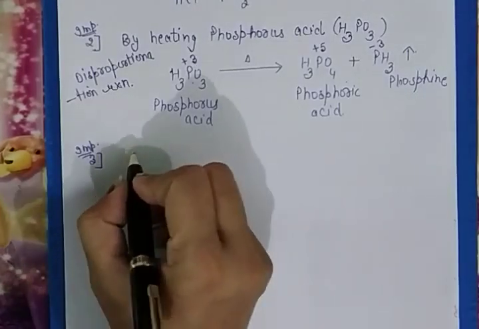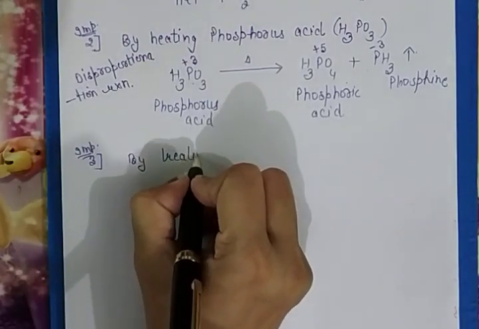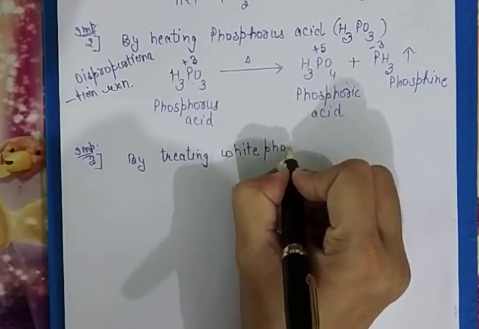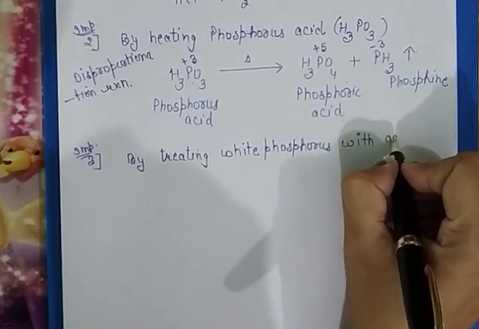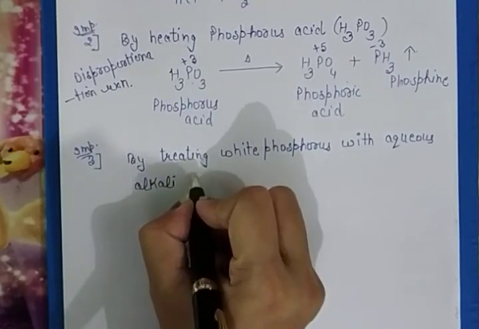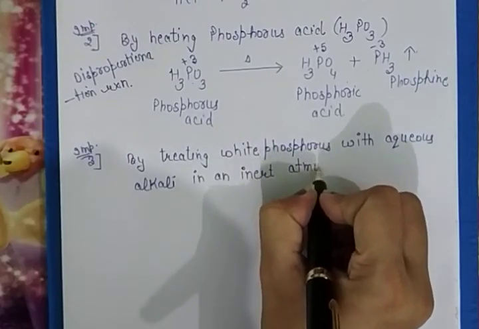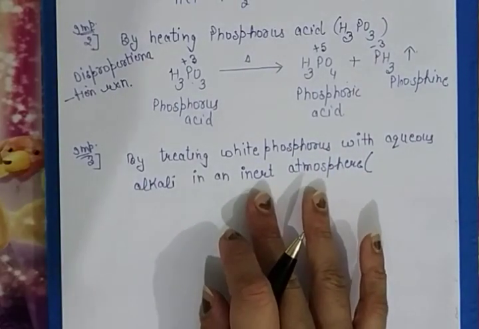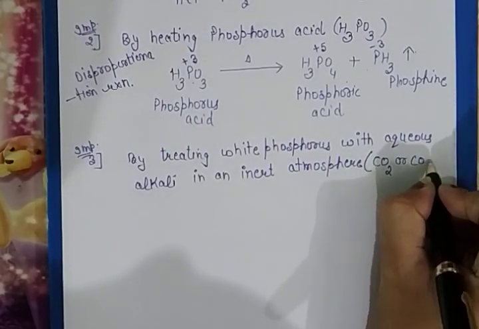Now the next method is by treating white phosphorus with aqueous alkali in an inert atmosphere, which is obtained by decreasing the percentage of oxygen, or we can say air, by the presence of either carbon dioxide or coal gas.